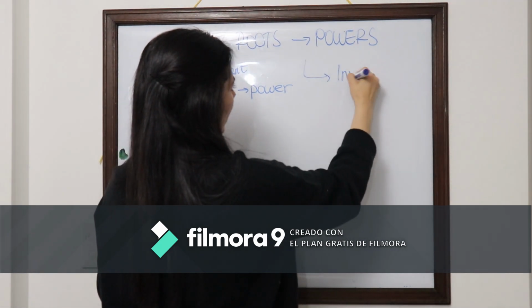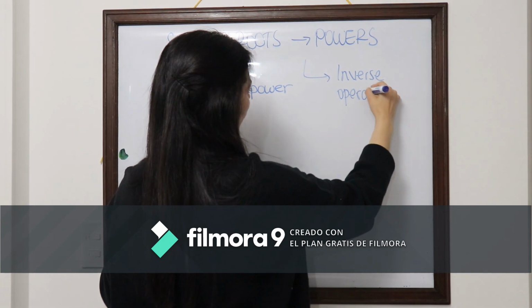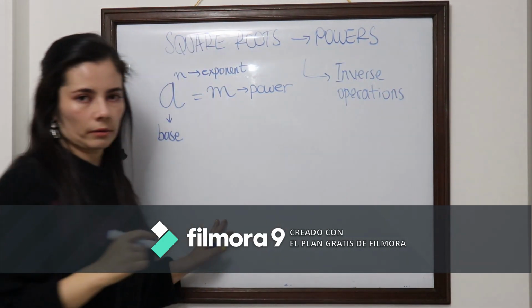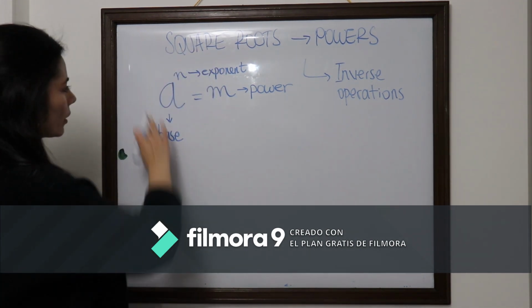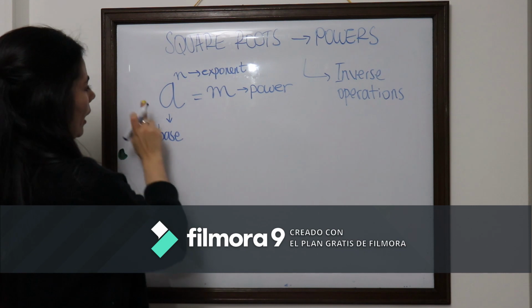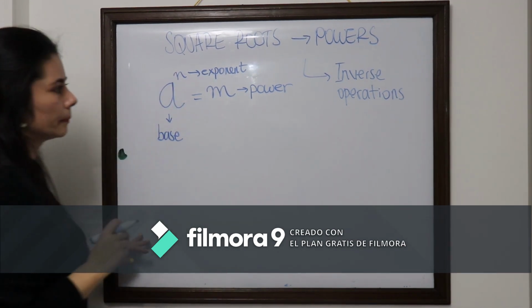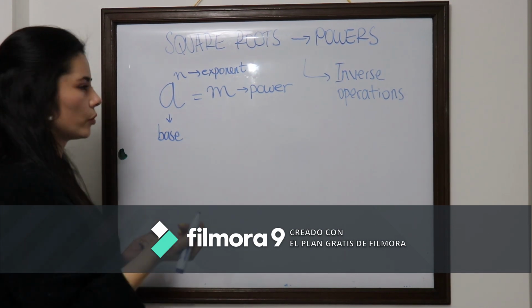Well, the connection between the square roots and powers is very powerful because they're actually inverse operations. Of course, we're talking about square powers because we're talking about square roots. So think about this over here. I have a base, I have an exponent n, and I have a power m.